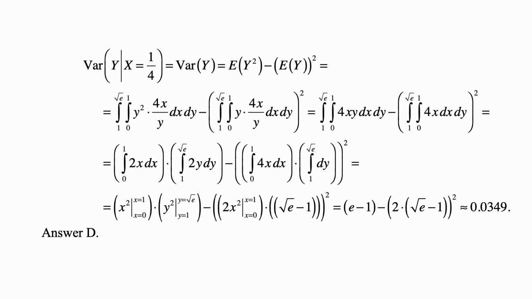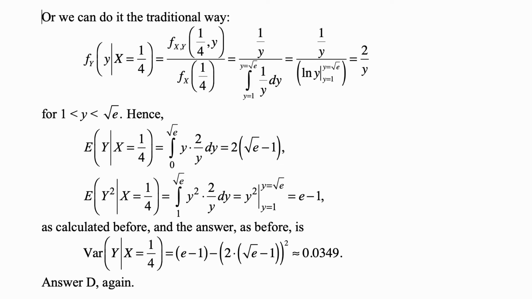The integral of 2y is y squared, evaluated from 1 to square root of e, minus 2x squared, which is the integral of 4x, evaluated from 0 to 1, minus the integral of a constant is just square root of e minus 1, and the whole thing in the second case is squared because we're taking the square of the mean. So this is e minus 1 minus 2 times square root of e minus 1, the whole thing squared. That's approximately 0.0349, answer D.